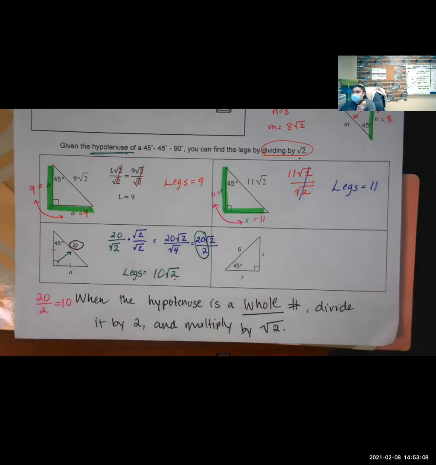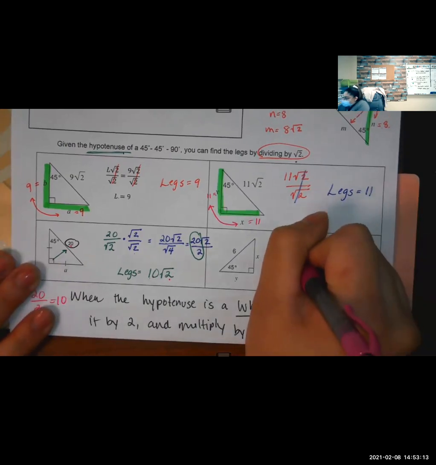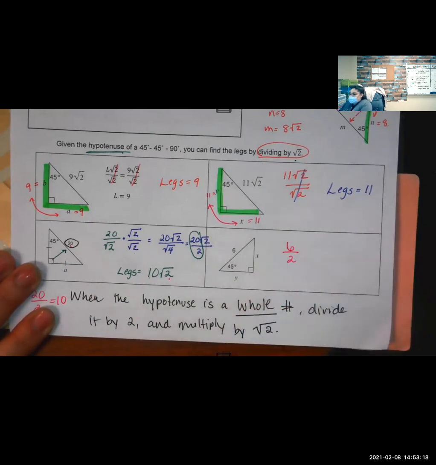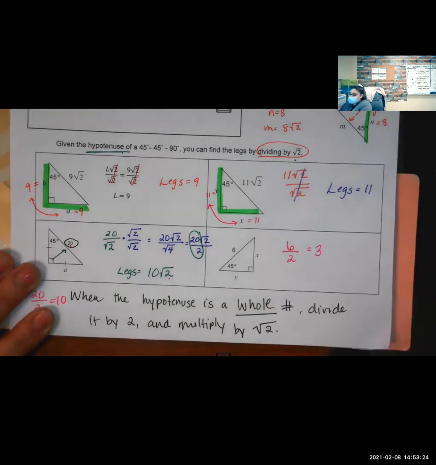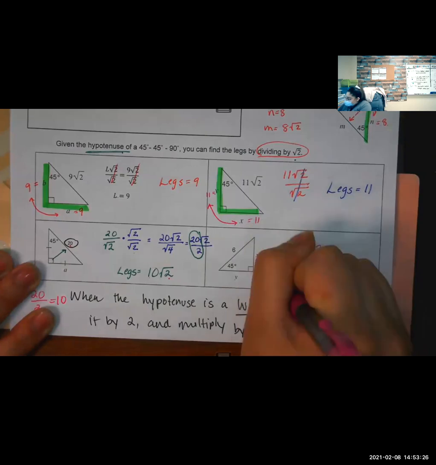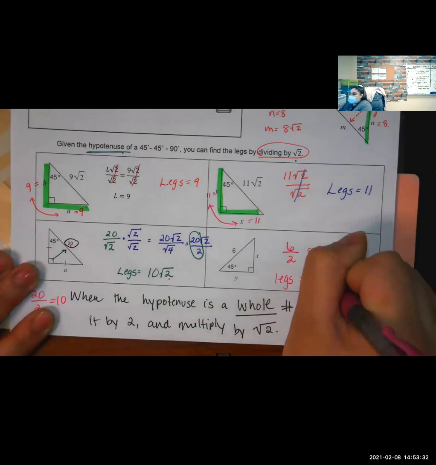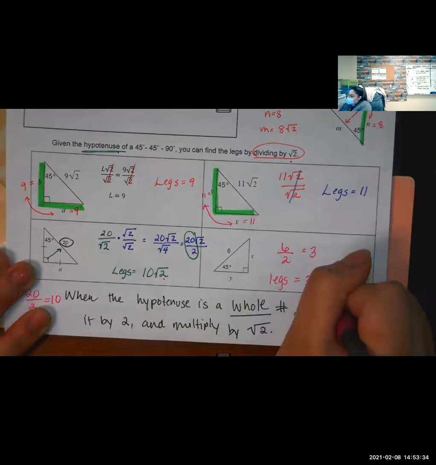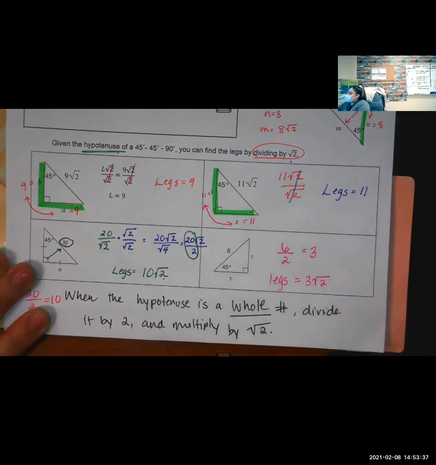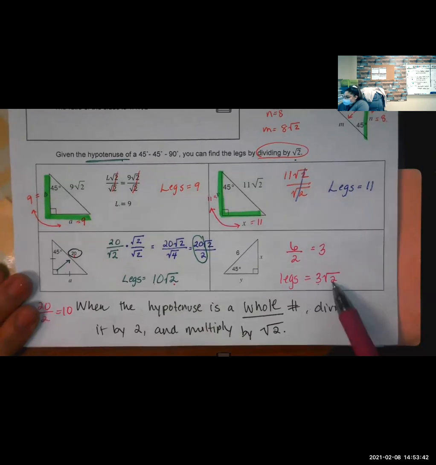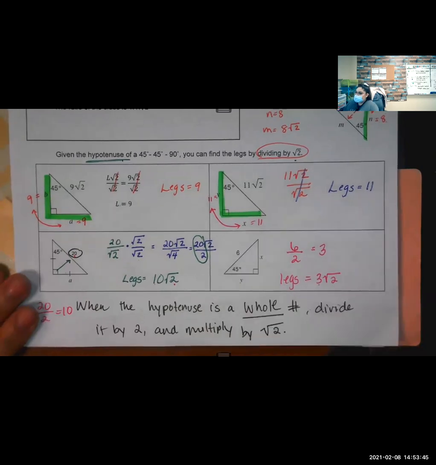So if we were to do the shortcut with the example to the right, and I have my diagonal of 6, and I divide it by 2, that gives me a measurement of 3. So the legs would equal to 3 with the square root of 2. Again, just double checking, make sure that the number on the outside times 2 is equal to the hypotenuse.